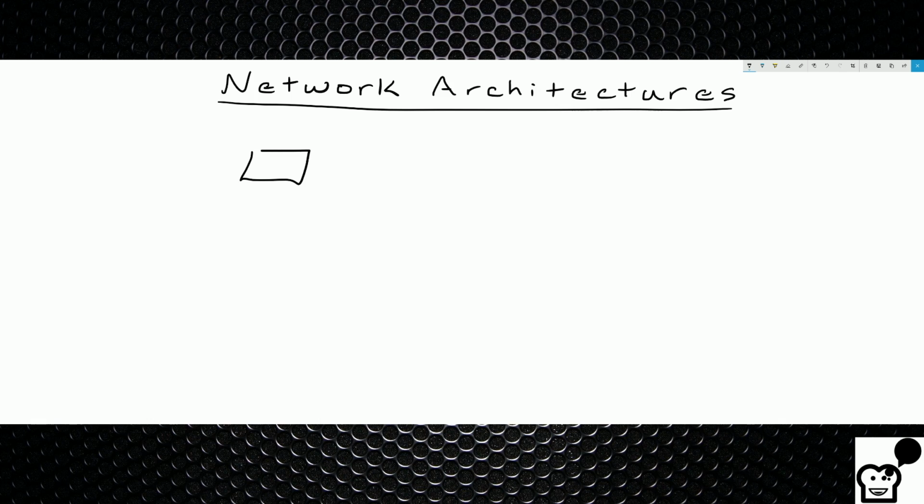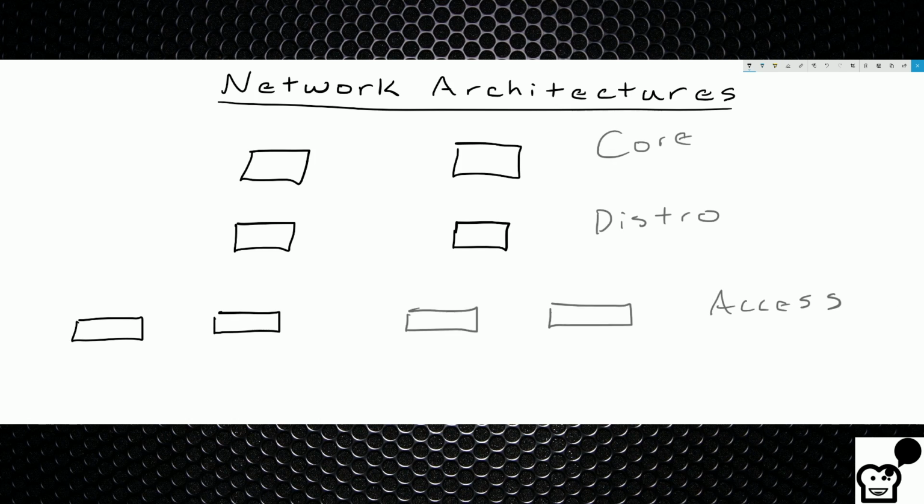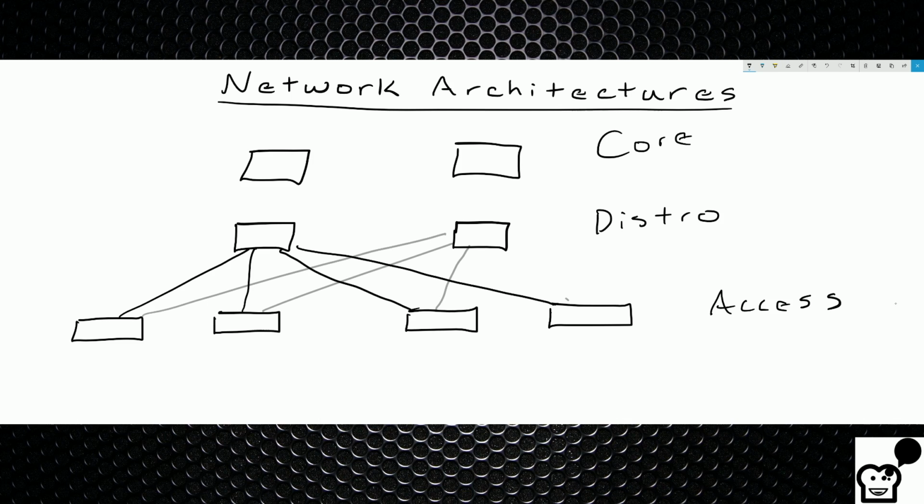So you've got your core layer at the top, which we're only going to draw out 2 of each. So those 2 are the core. These 2 are going to be your distribution layer. And then you have your access layer at the bottom. And they'll be cabled up something like this. Every access switch will have one connection to each distribution switch.